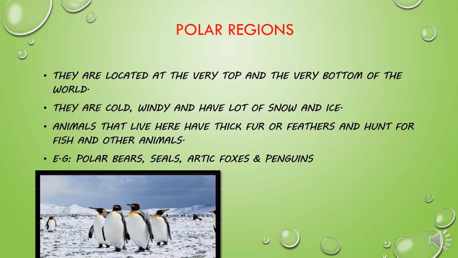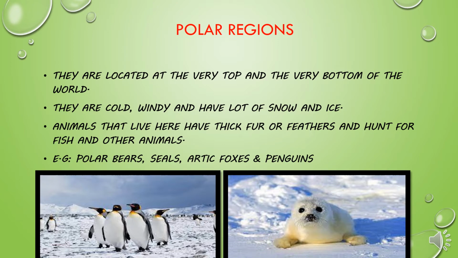These have a thick layer of fat to keep them warm, that is called blubber, to survive in that cold temperature. So they have a thick layer of fat called blubber to protect themselves from the cold temperature. So these were all about the different types of habitats.